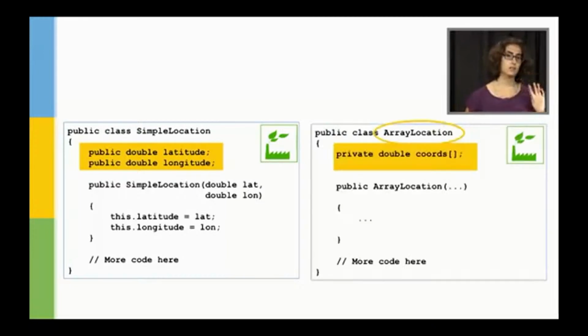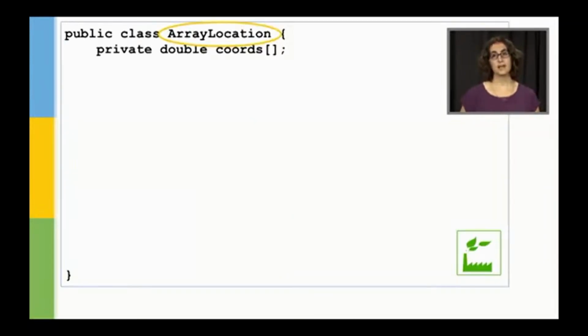But now we're going to twist things up a bit, and we're going to define a new class, a different class called array location. And we're still going to want to record the coordinates of that location, but we're going to try to implement this by recording them in an array. So it's an array that we're calling coords, and the kind of information that's stored in that array are still going to be doubles. All right, so let's think about how we might define this class array location and then try to use it in the main method.